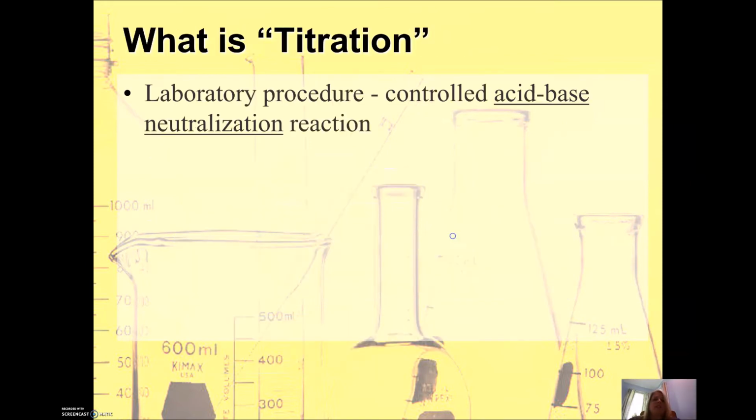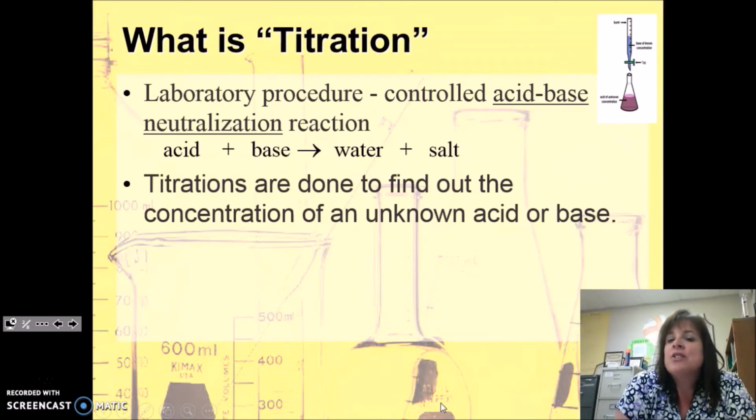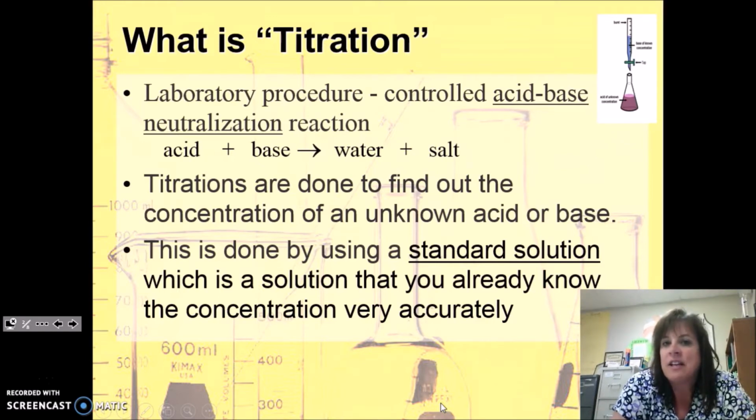Well, let's get more into what titrations are. A titration is a laboratory procedure that is a controlled acid and base neutralization reaction. Titrations are done so that we can find out the concentration of an unknown, either an unknown acid or an unknown base. So we need to use a standard solution, and a standard solution is one that we already know the concentration of very accurately. So if we have an unknown acid, then we'll use a base with a known concentration, and that will be our standard solution.